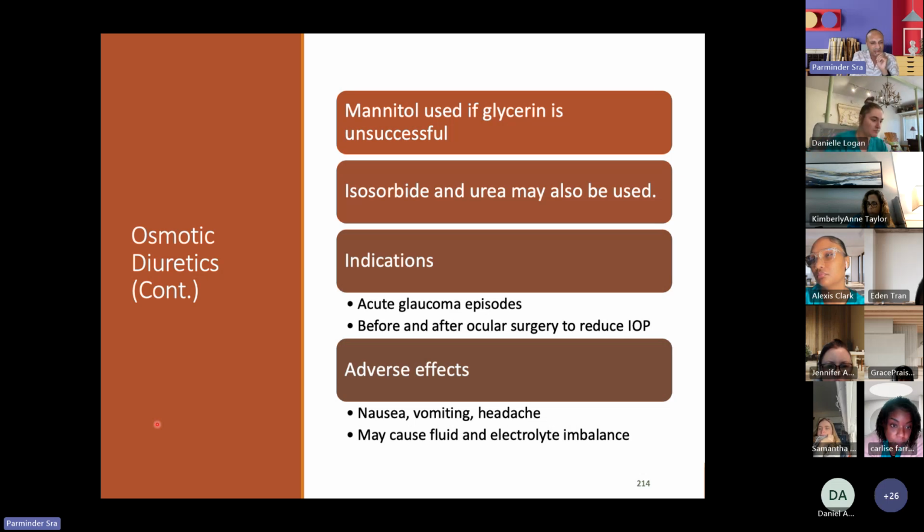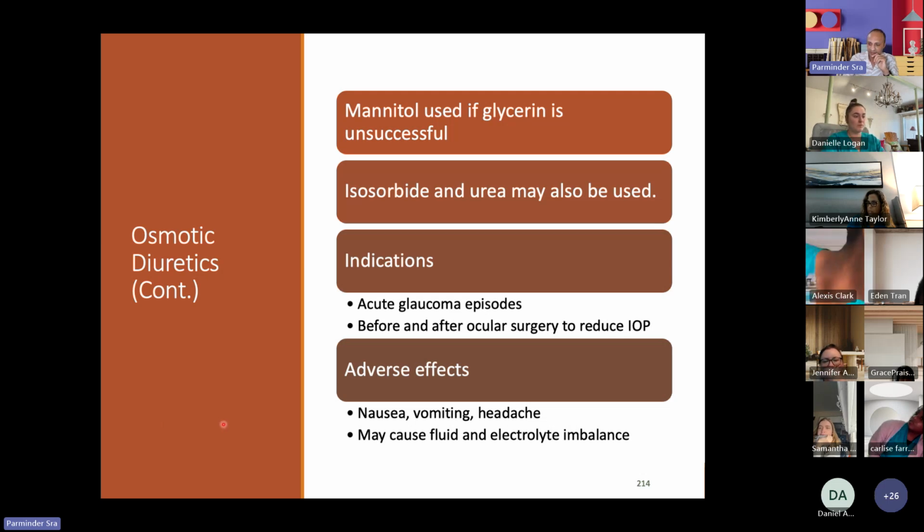And glycerin to some extent can help as well, but not that effective. Mannitol, as I said, is for more acute conditions, and might be used in some eye surgeries as well to reduce the pressure. As far as adverse effects associated, once again, I'm not worried much about it here.